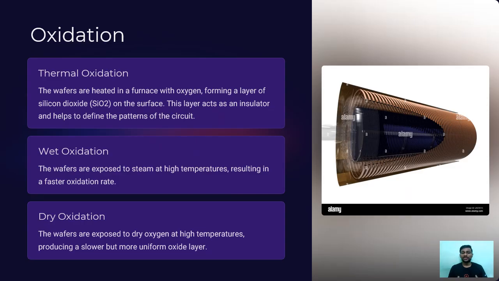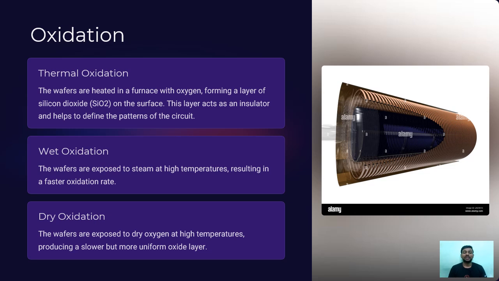The next step is oxidation: thermal oxidation, wet oxidation, and dry oxidation. Thermal oxidation: the wafers are heated in a furnace with oxygen, forming a layer of silicon dioxide, SiO2, on the surface. This layer acts as an insulator and helps to define the pattern of the circuit.